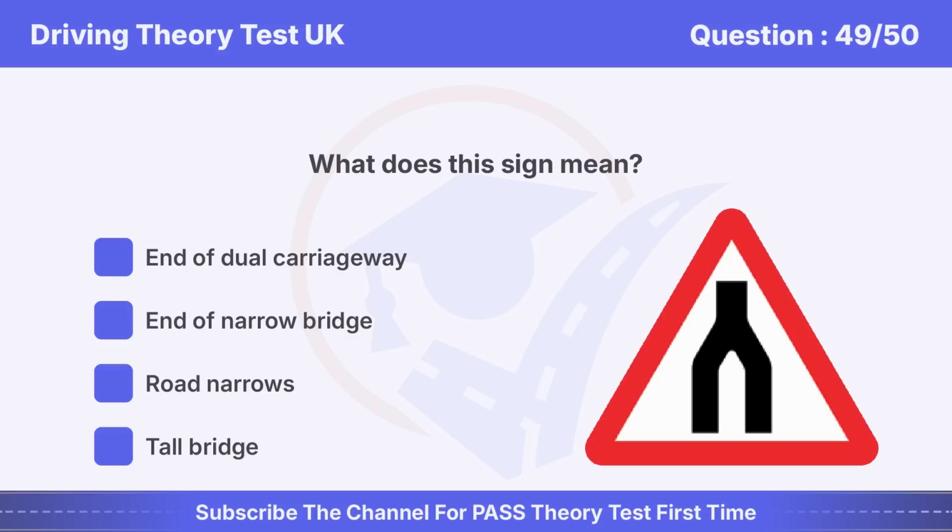Option A, end of dual carriageway. B, end of narrow bridge. C, road narrows. D, tall bridge.